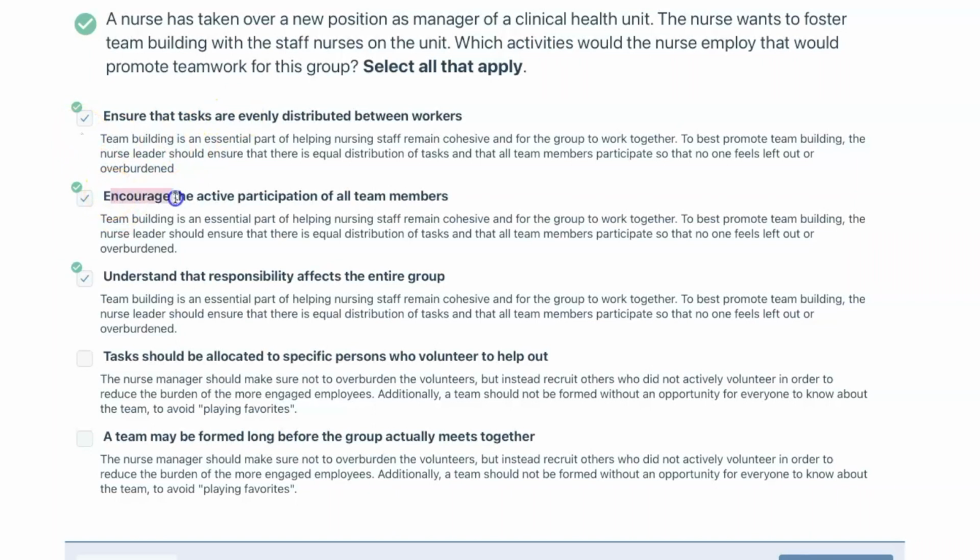But encourage has a positive connotation to it. You still need to read the question, but when you see answers like encourage, promote, those are usually positive connotation words that will point to a correct answer. So you can pause to read the rationale. But of course, we want work to be distributed evenly so that others don't resent others, right?